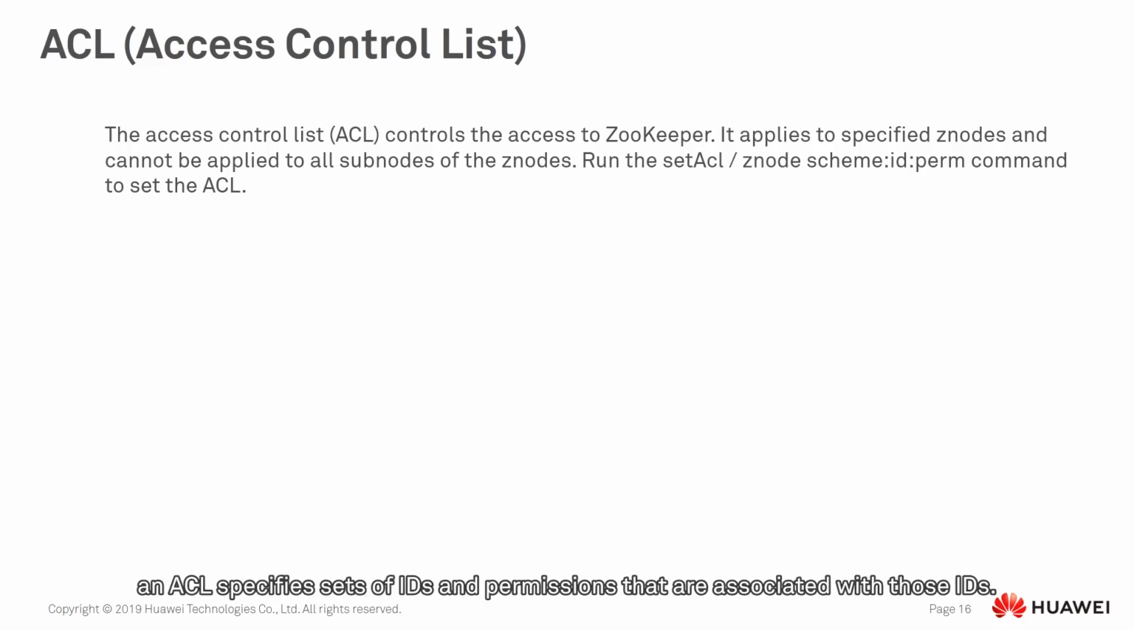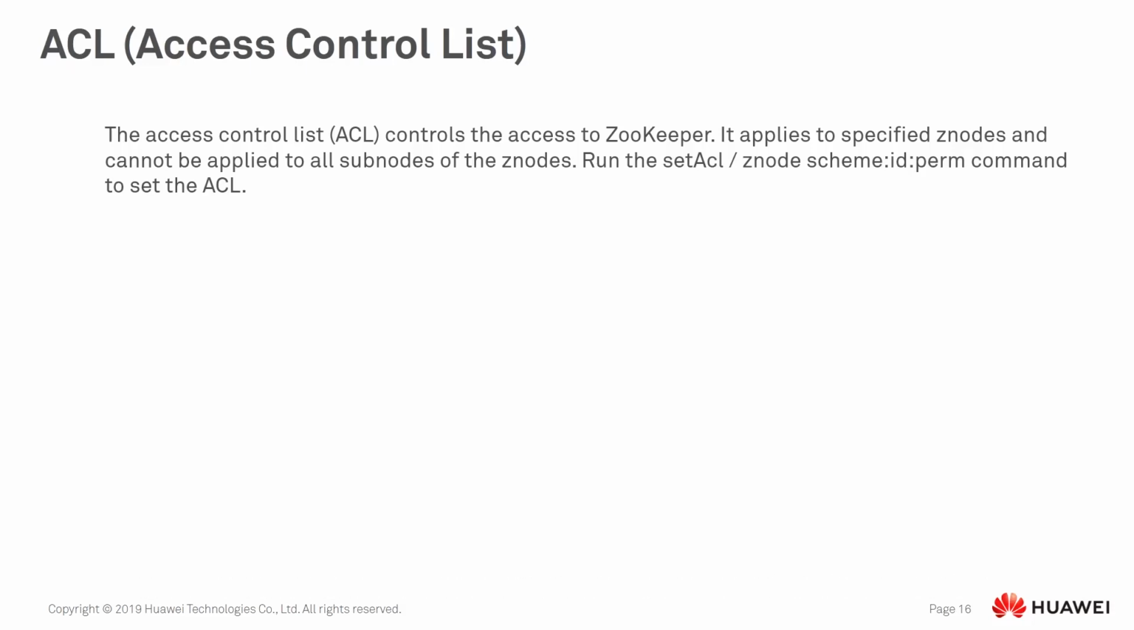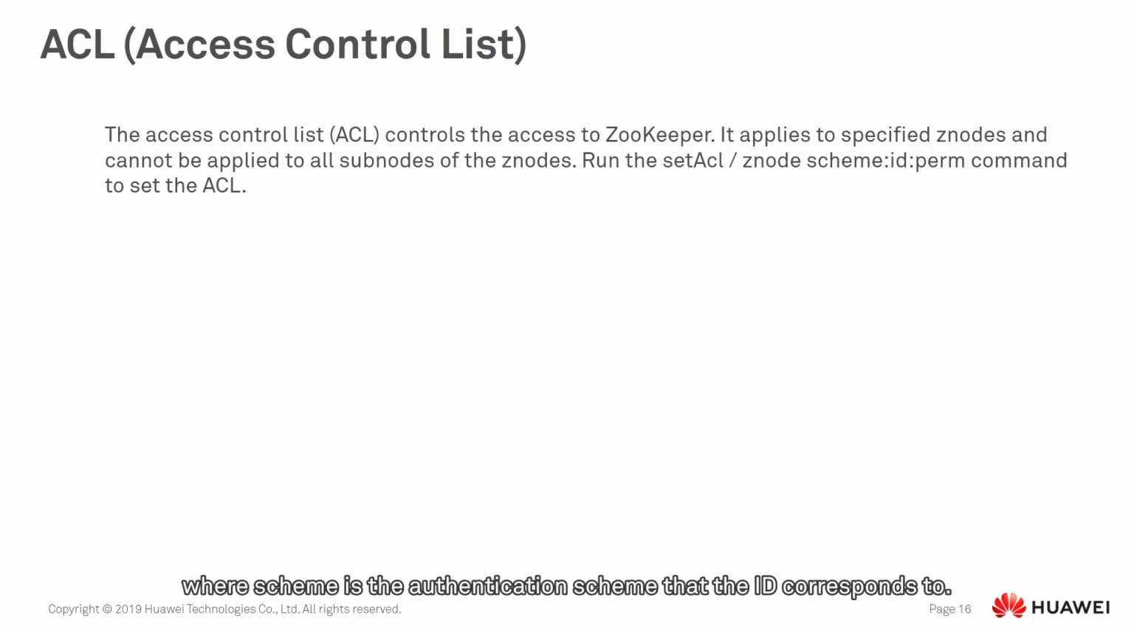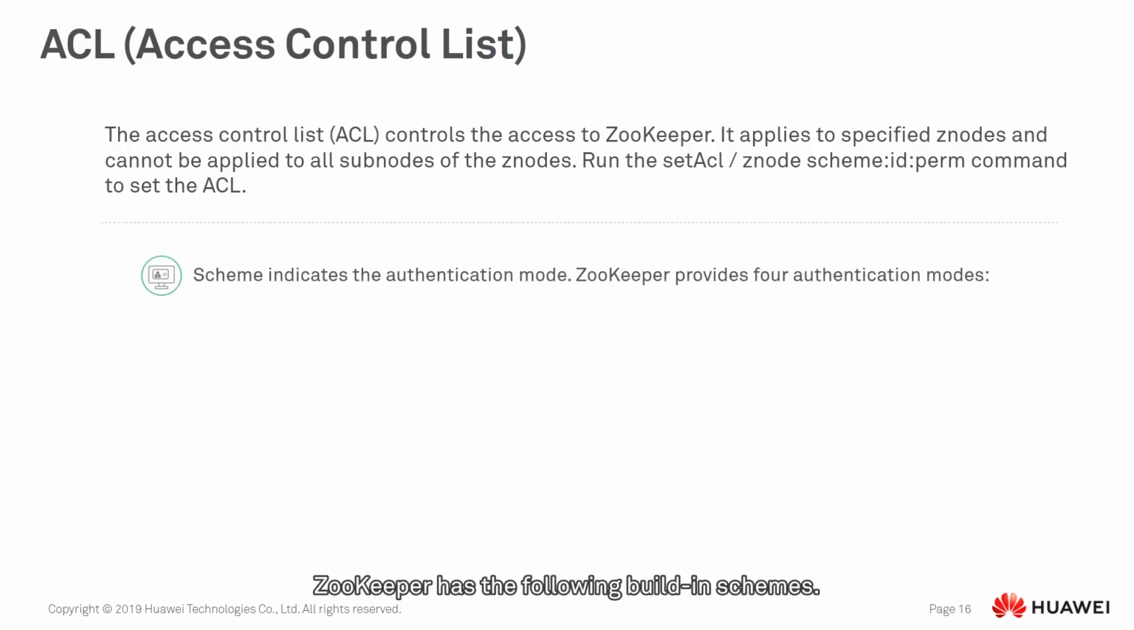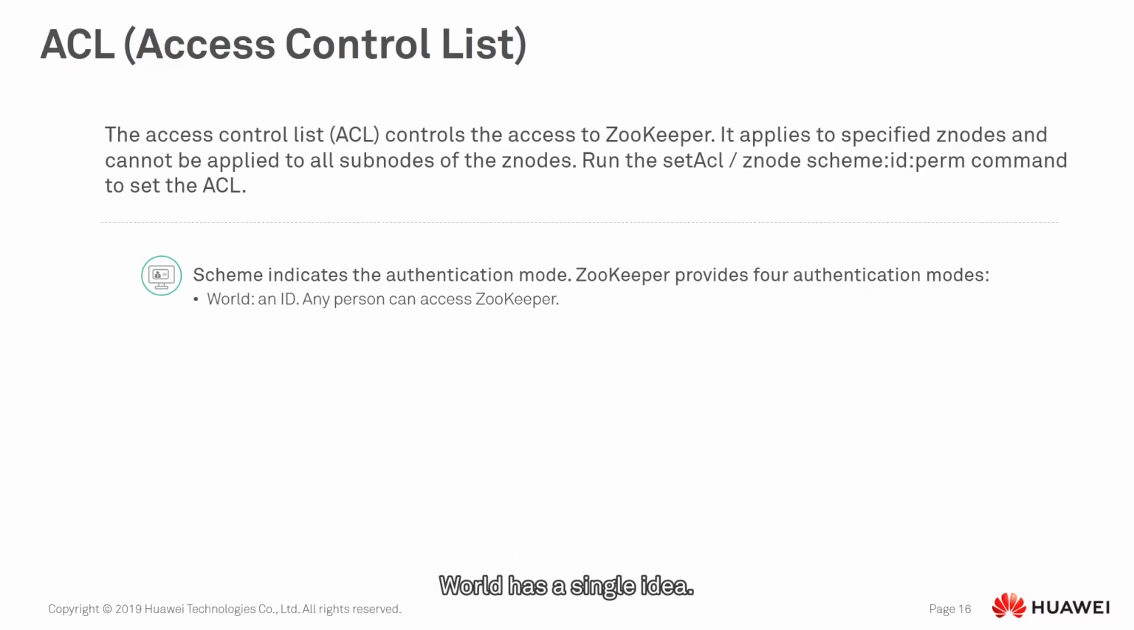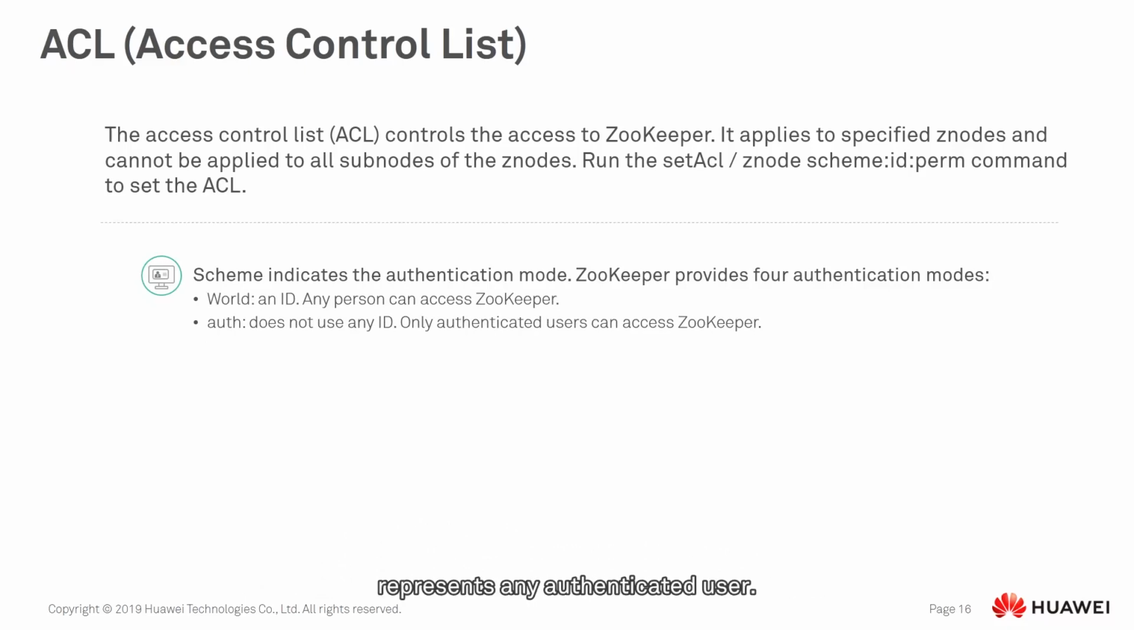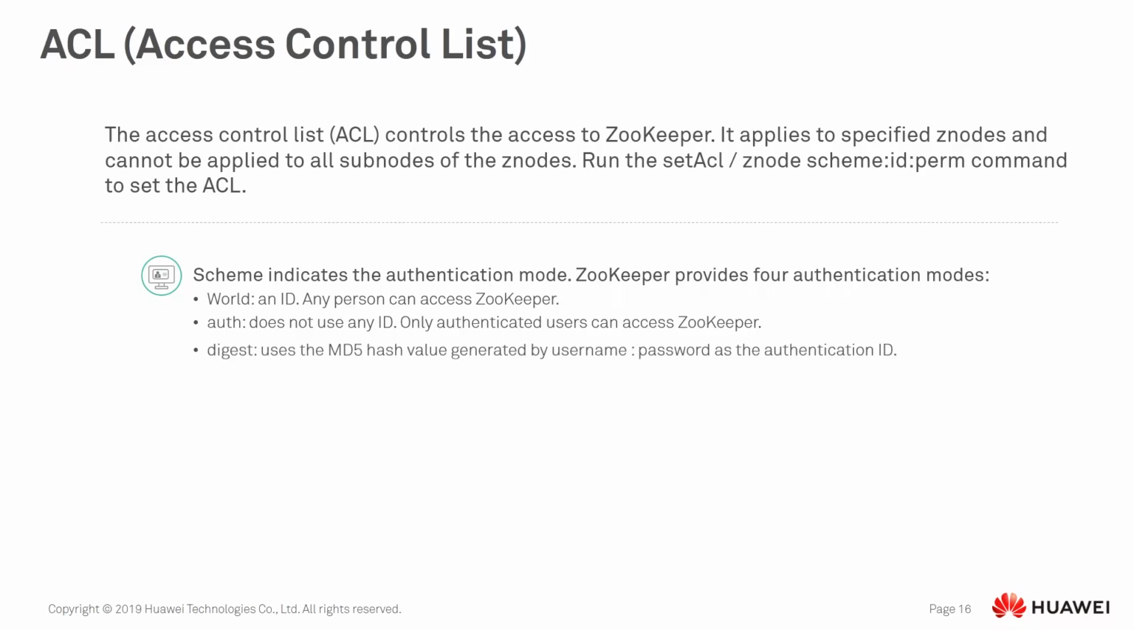Instead, an ACL specifies sets of IDs and permissions that are associated with those IDs. IDs are specified using the form scheme:ID, where scheme is the authentication scheme that the ID corresponds to. ZooKeeper has the following built-in schemes. World has a single ID, anyone, that represents anyone. Auth doesn't use any ID, and represents any authenticated user.